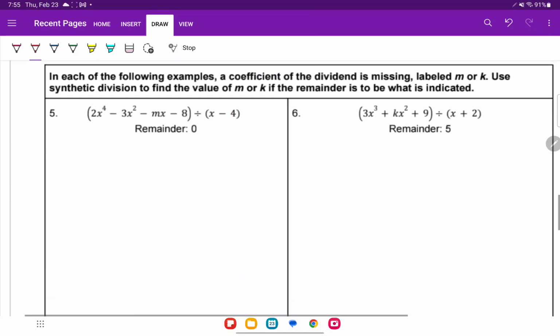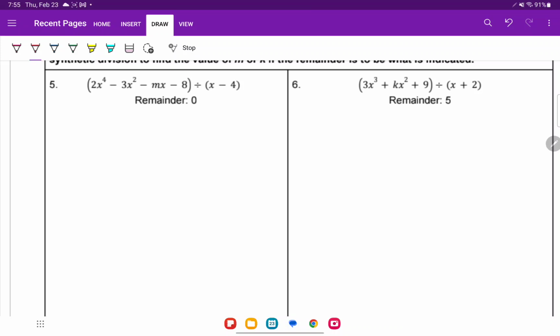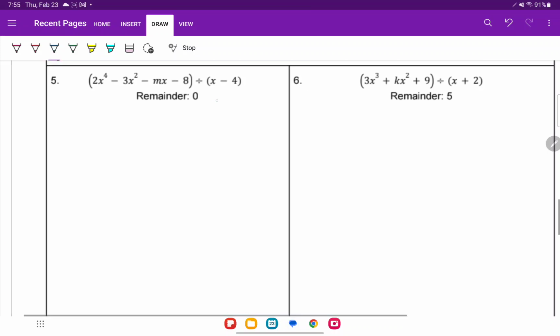All right, so now it says, in each of the following examples, a coefficient of the dividend is missing, labeled M or K. Use synthetic division to find the value of M or K if the remainder is to be what is indicated. Okay, so let's go ahead and take a look at this here. So for this first one here, we're going to set up the whole synthetic division thing. So x minus 4 is equal to 0, so x equals 4.